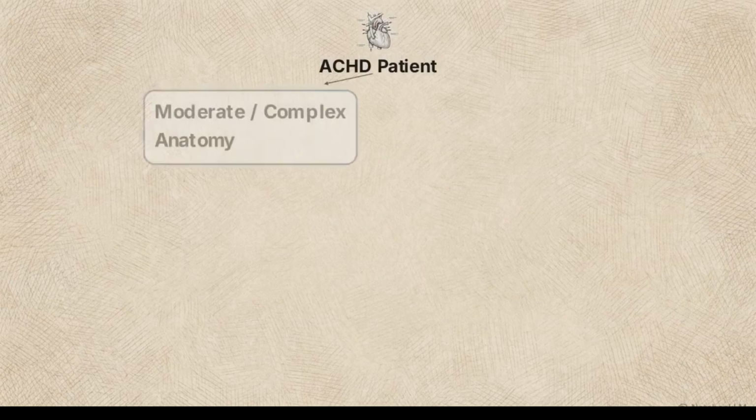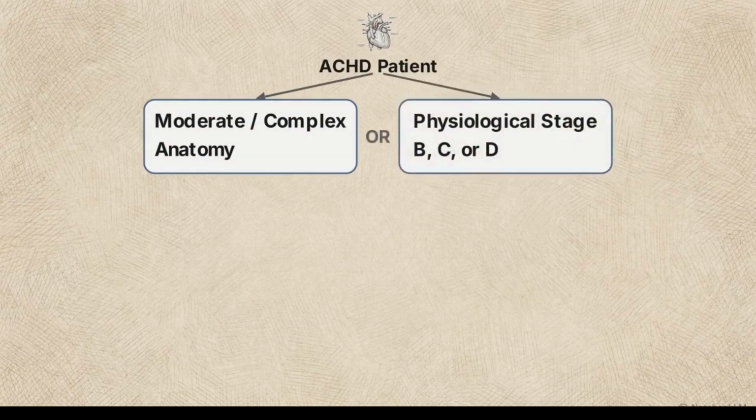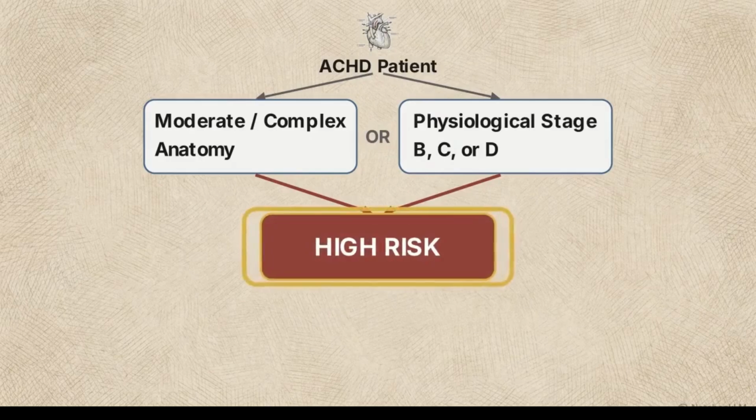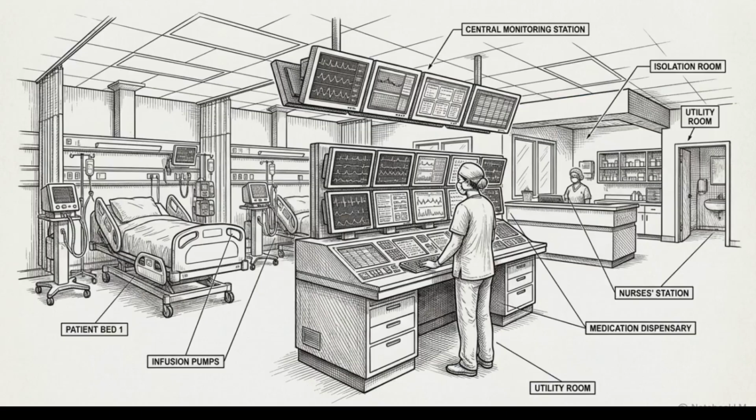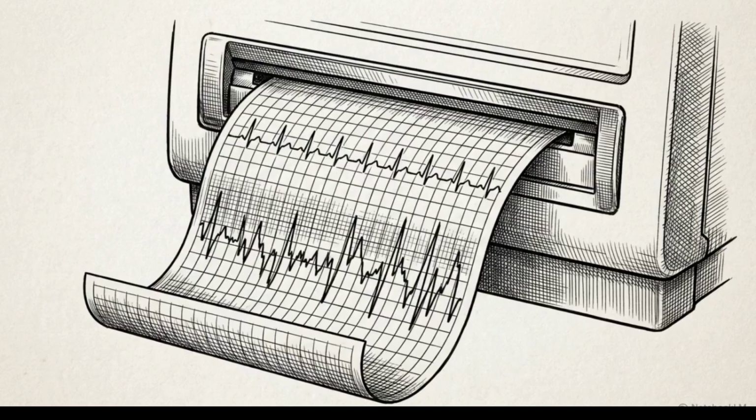This decision tree matrix maps out postoperative triage. Any patient with moderate to complex anatomy or a physiological stage of B or higher requires admission to a high-dependency unit or ICU for at least 48 hours. This admission allows for continuous monitoring, alerting the team to delayed hemodynamic decompensation and the onset of occult arrhythmias that frequently occur in the immediate postoperative window.